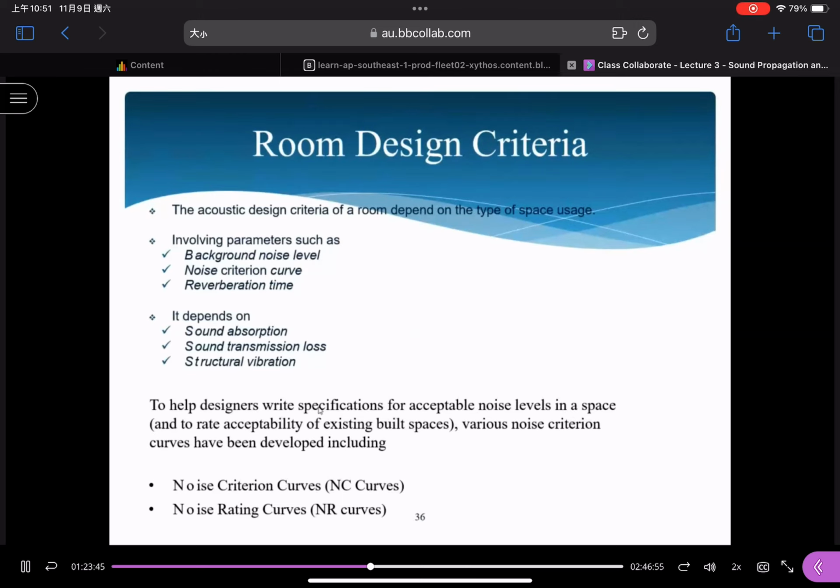How do we find out the NC curve? What is the usage of this one? There are two types: the NC curve and the NR curve. The working principle is the same, no difference. One is adopted in the United States and one is adopted in Europe. The only difference is this one. The working principle is the same.